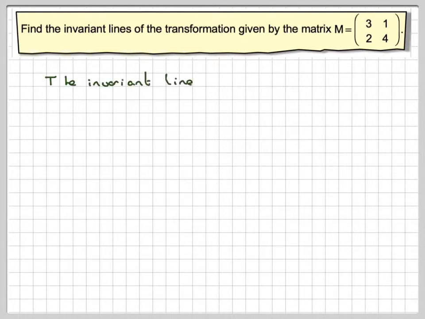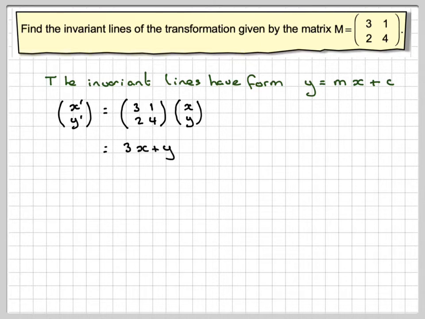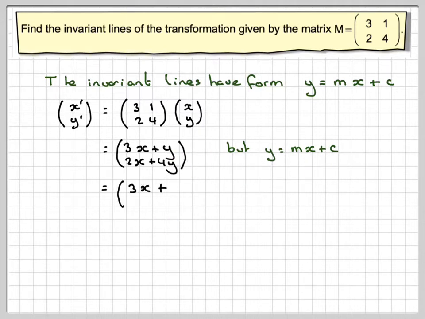The invariant lines will be of the format of a straight line, which is y equals mx plus c. So any point under this transformation will become x dash, y dash, 3, 1, 2, 4, and then any point x, y. When we multiply out the matrix, it's 3 times x plus y, and then 2 times x plus 4y. The thing is that it must be equal to mx plus c, so we'll replace y with mx plus c, so we get 3x plus mx plus c, and then 2x plus 4 times mx plus c.